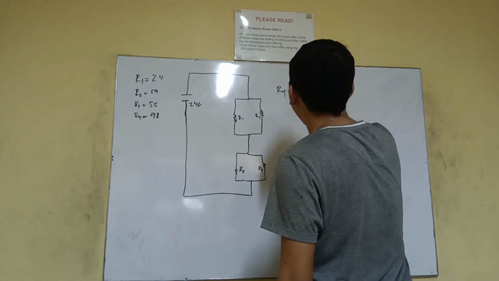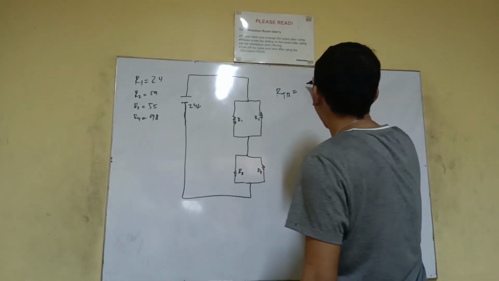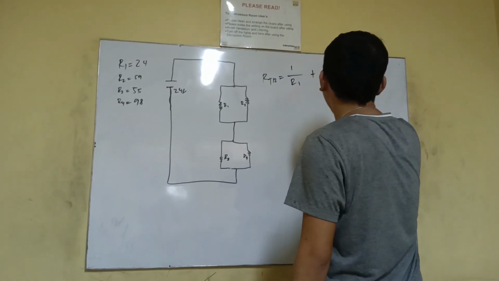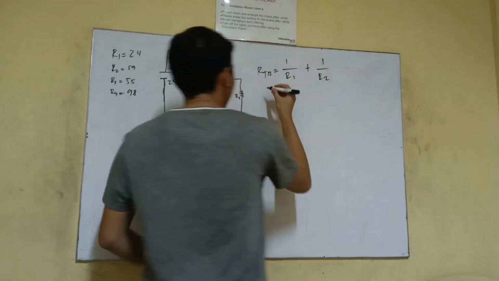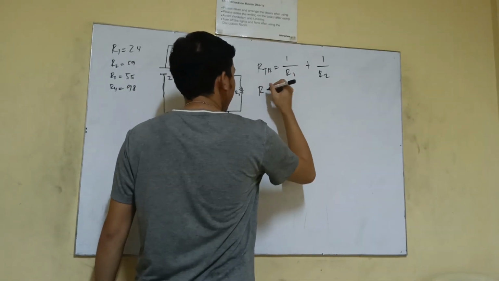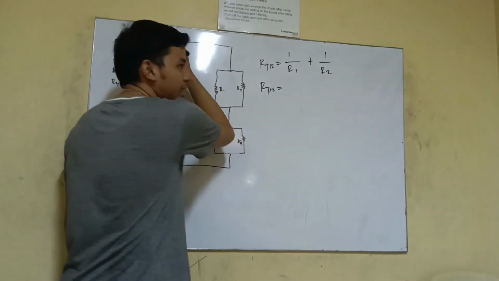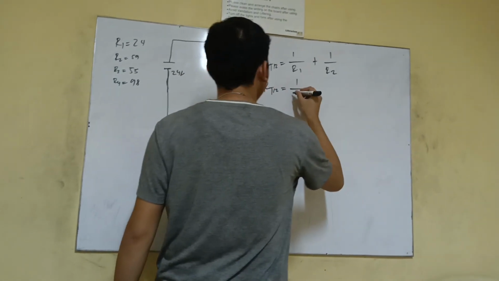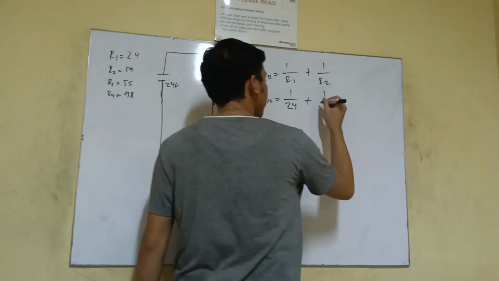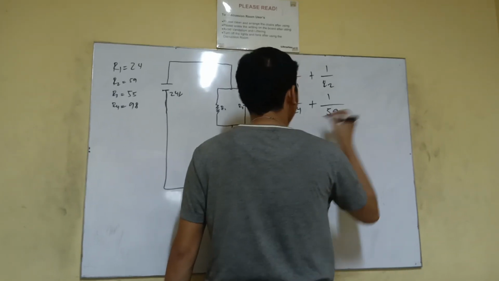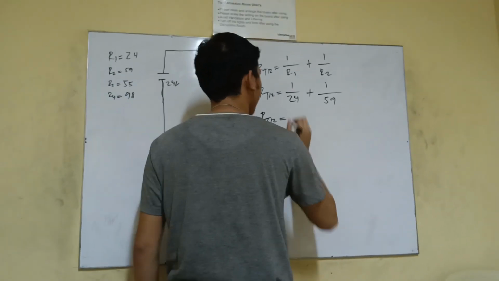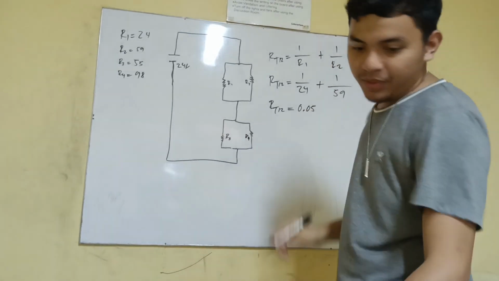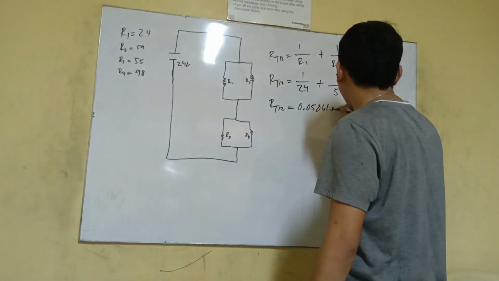This is the formula to get R total in parallel: 1 over R1 plus 1 over R2. Second, we're going to distribute the value of R1, which is 24, plus 1 over R2, which is 59. So our R total is 0.05861 resistance.